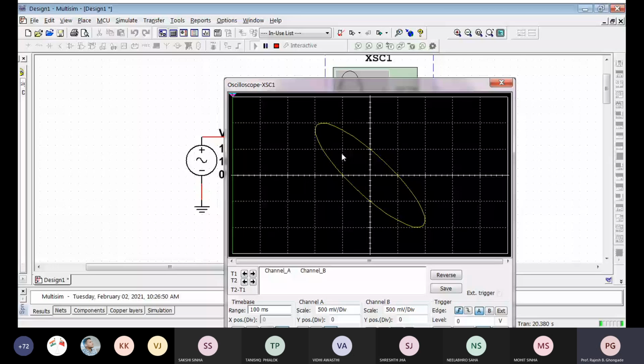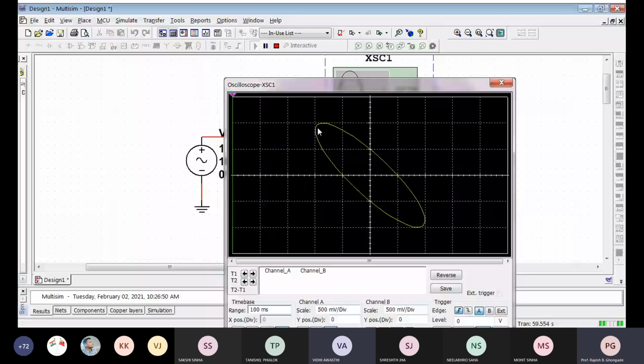Again, sine inverse A divided by B. Okay, so just try to calculate that. Again, the same thing. It's 1 by 2. Sine inverse 1 by 2 is what? 30 degrees. But in this case the phase difference is more than 90 degrees. We know that by looking at the orientation of the ellipse. So you have to subtract this 30 degrees from 180 degrees.